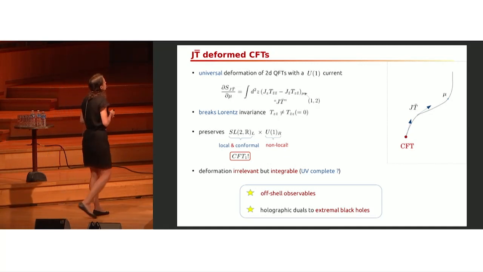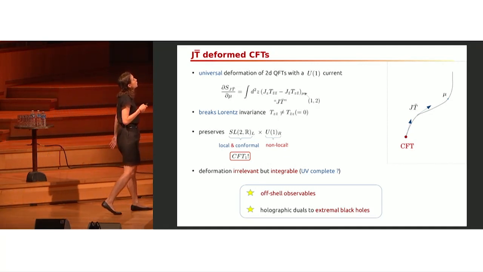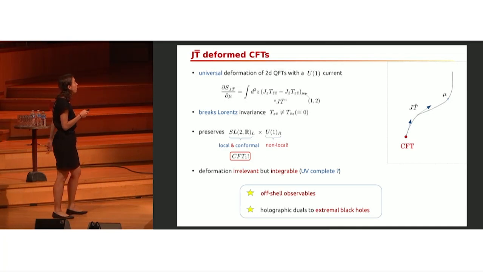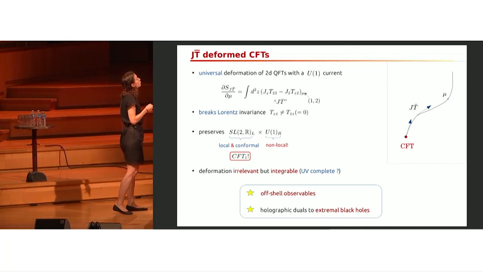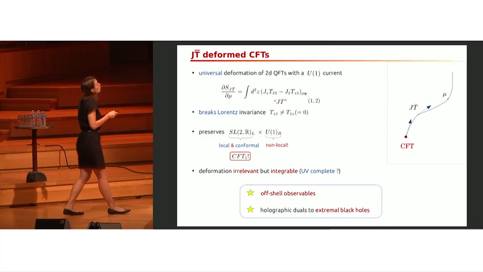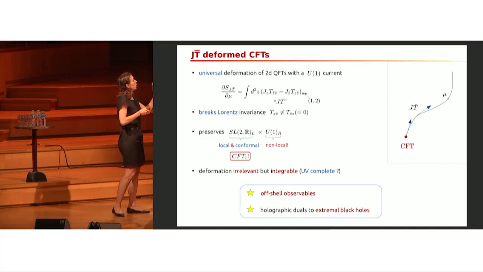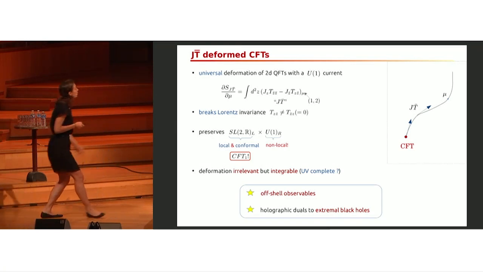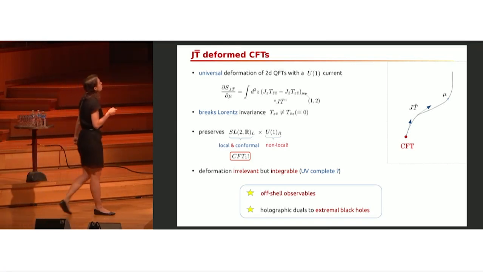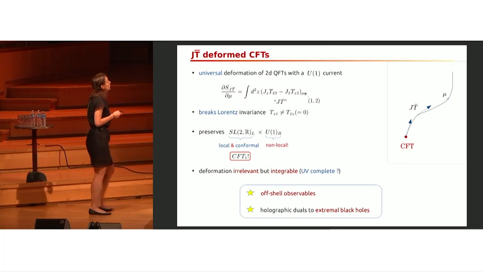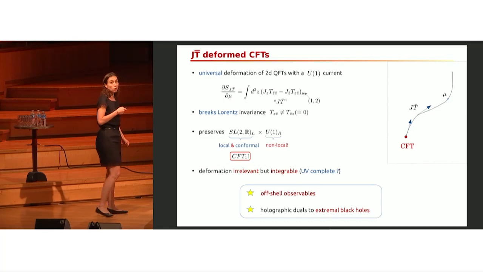Okay, so the JT-bar deformation. This is a universal deformation of two-dimensional QFTs that possess a U1 current. One basically forms this particular bilinear from the components of this current and the stress tensor. This is called JT-bar in short. So this is a (1,2) operator. Then one specifies this upward trajectory by deforming at each point by the JT-bar operator in the deformed theory, just like Tittybody. This deformation breaks Lorentz invariance. But interestingly, it preserves half of the conformal symmetries.